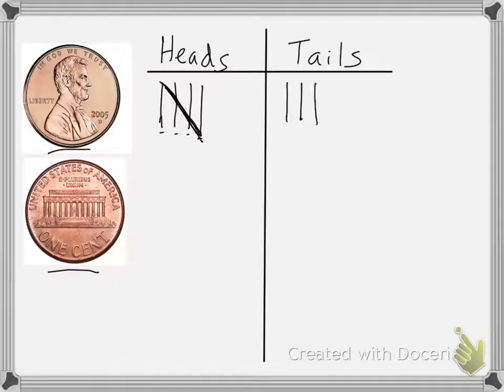Now I start making a new tally. So let's say we got tails, and then I got another heads. So then I'd start new tallies for heads. 1, 2, 3, 4, 5. Okay, for tails, 1, 2, 3, 4, 5. And this is how we make tallies. We put them in groups of 5.